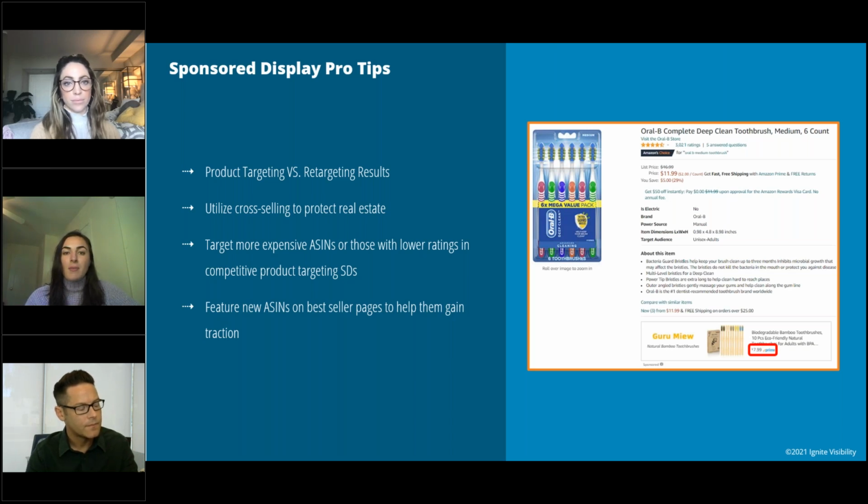We also definitely recommend and see great success cross-selling and protecting your real estate. So this screenshot on the right is of an Oral-B toothbrush set, and you can see there's another brand, Guru Mew, who's advertising and promoting their similar but less expensive product on this Oral-B page to help garner and bring in traffic from people that are shopping from Oral-B. So that's a perfect example of more of an offensive targeting strategy, and if Oral-B saw this, what we would recommend is more of a defensive to help keep any potential competitors off of their page.